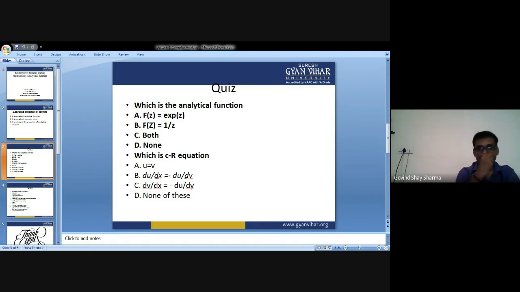Now, second, which is the CR equation? I told you already that the CR equation is a necessary condition for an analytical function. du upon dx equal to du upon dy is wrong. The right one is du upon dx equal to dv upon dy, and dv upon dx equal to minus du upon dy. It can also be written as du upon dy equal to minus dv upon dx.